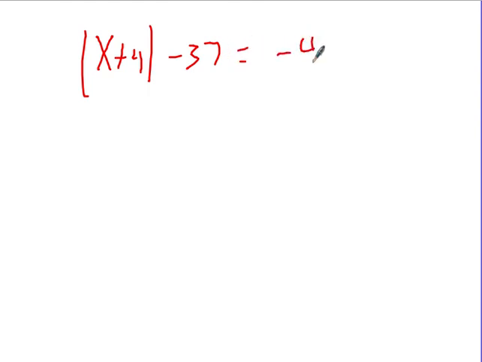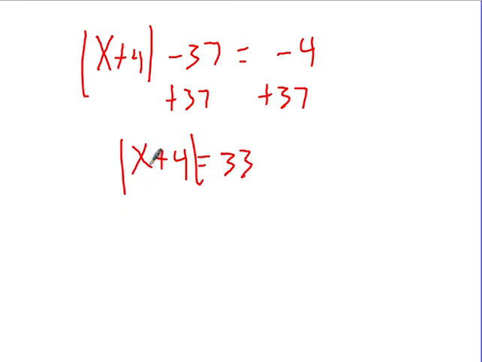If we had x plus 4 absolute value minus 37 equals negative 4, now we've got to take some steps and solve it because we can add 37, right? We would do that first because it's outside the brackets. Then I would have absolute value of x plus 4 equals 33. Now we can do case 1 and case 2 because that comes out and works. So as long as you have only absolute value brackets, you should have a positive solution.